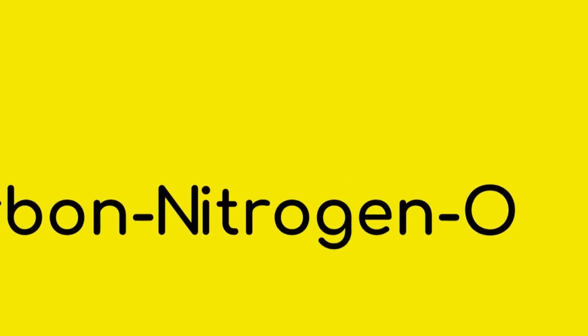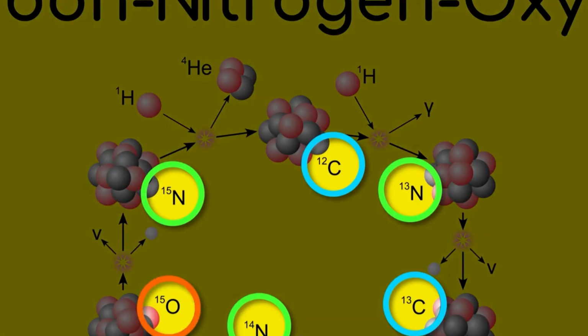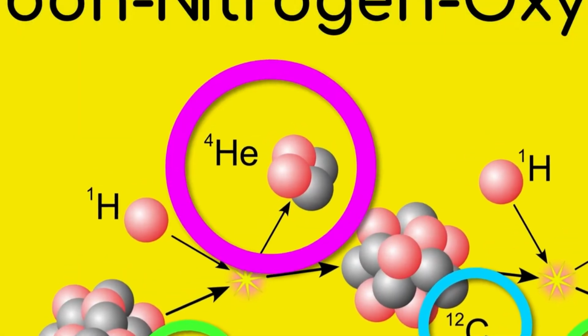Yet at this stage, something crucial was still missing. The core had not yet reached the extreme temperatures required to ignite nuclear fusion, the process that would transform it into a stable, shining star.